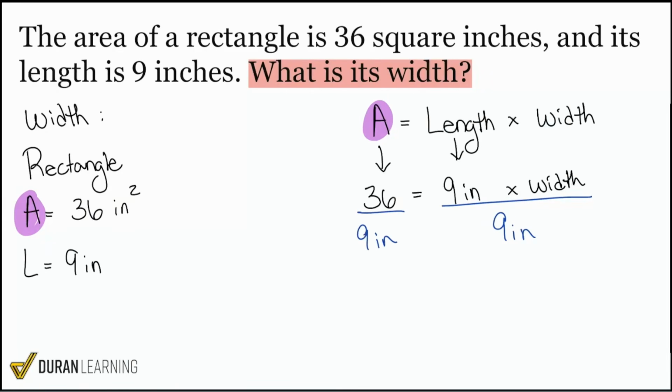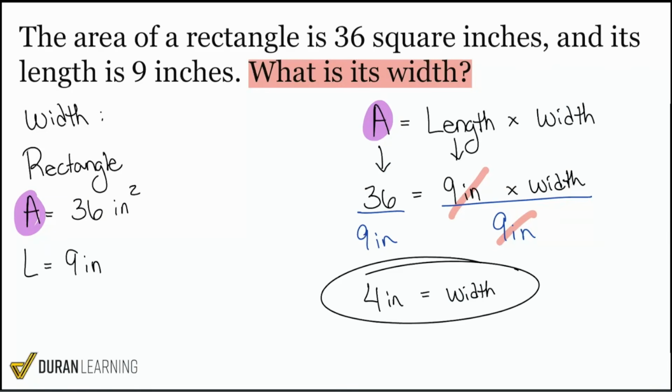Nice and easy. And so with that, the 9 cancels out on the right side. 36 divided by 9. What do we get? Yeah, it's going to be 4 inches. And there we go. Again, remember everybody, lengths and widths and side measurements, they're always going to be just regular units. Perimeter, yep, regular units. Area, square units. Always, always, always. So our width in this problem here, 4 inches.